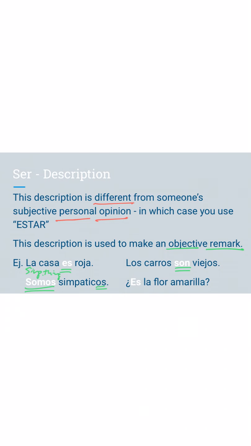Right? Can't change it. It's an objective remark. They're not new. They're old cars. And again, we see that plural masculine, keeping it together there, matching in gender and number both. And then finally, the last one says, es la flor amarilla, or is the flower yellow? Muy bien. And I chose amarilla because la flor is feminine.